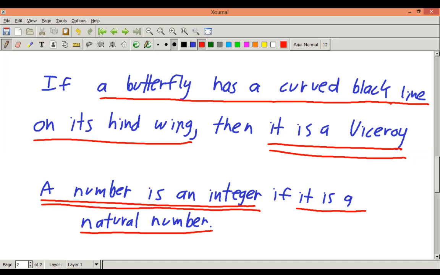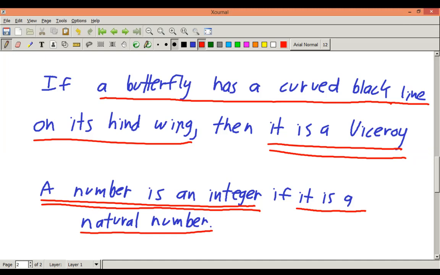So you don't really see the word then there, but you do see the word if. And the part that follows if is underlined once. That's the hypothesis. So if a number is a natural number is the hypothesis. Conclusion, then it's an integer. So the sentences are not always written with the hypothesis first and the conclusion second.